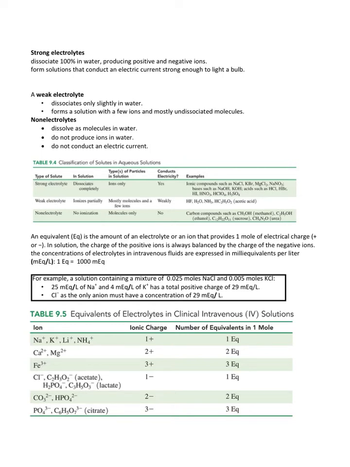An equivalent is the amount of an electrolyte or an ion that provides 1 mole of electrical charge. Doesn't matter whether it's positive or negative. It provides 1 mole of electric charge. In solution, the charge of the positive ions is always balanced by the charge of negative ions. So you may remember that from previous chapters when we started talking about ionic compounds.